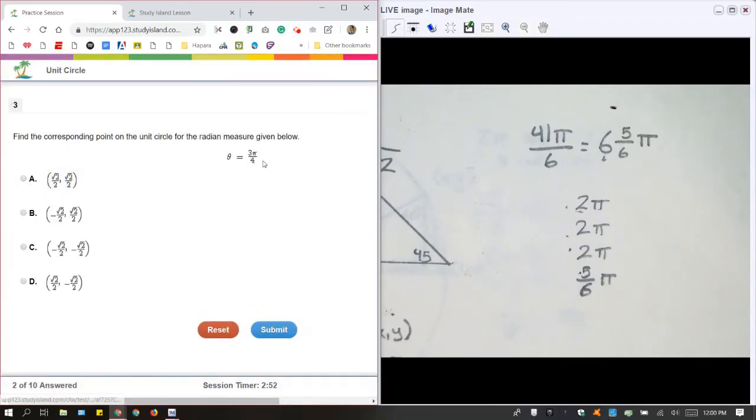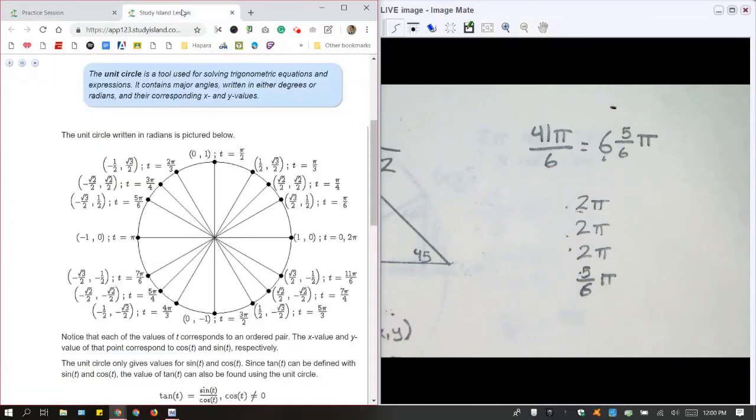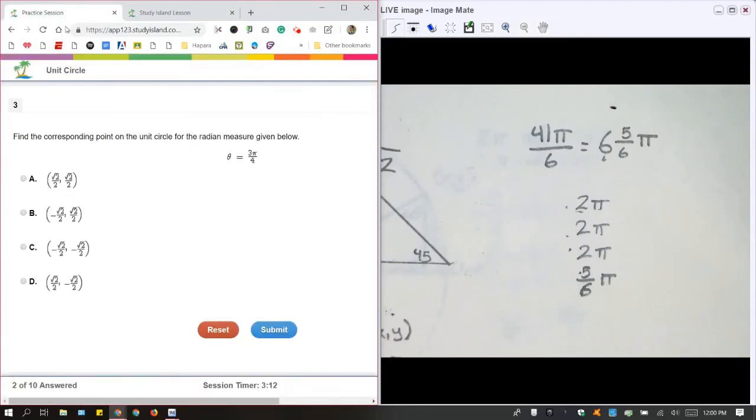Let's do another one. What if we have 3 pi over 4? Well, if I'm looking for that on my thing, 3 pi over 4, which is 3 times pi divided by 4. Well, I don't see that anywhere. Do you see that anywhere? 3 pi over 4? Oh, there it is right there. Negative root 2 over 2 and root 2 over 2. So just 3 pi over 4. It's right there. You don't have to do any extra information on that. So again, that's a negative and a positive. So there's our answer right there.